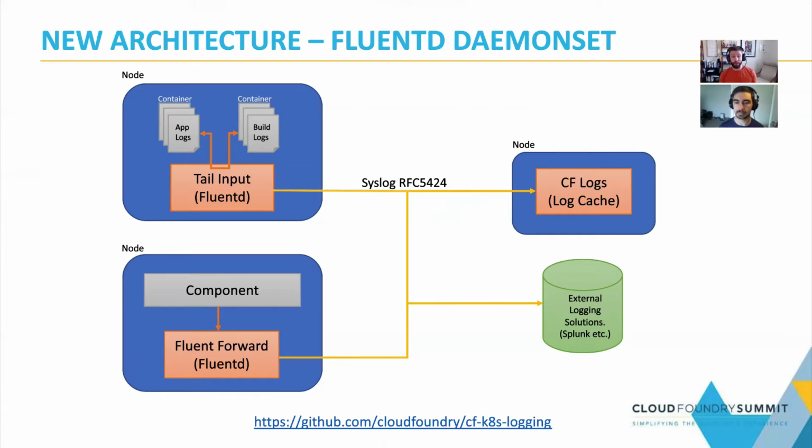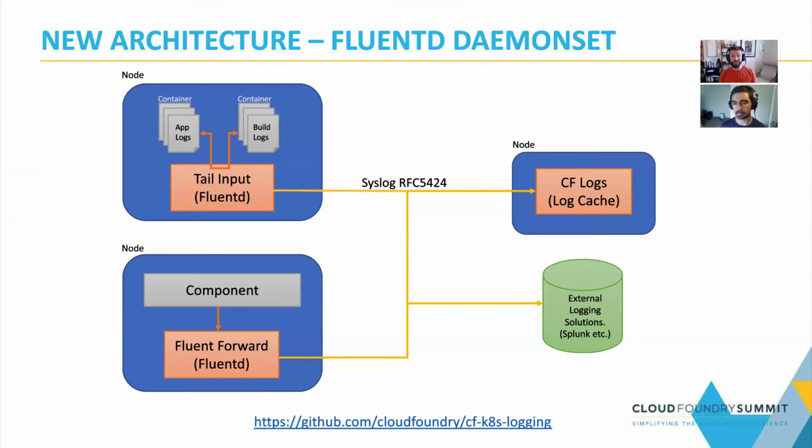So for application logs or things like build container logs, any sort of pod that has containers that have associated app IDs, we just deploy a tail input plugin with our fluentds, and we tail all the logs on all of the nodes, and we slurp up the ones that are associated with apps. We curate the metadata a little bit, and then we send those logs along to one of these third-party or CF logs integrations.